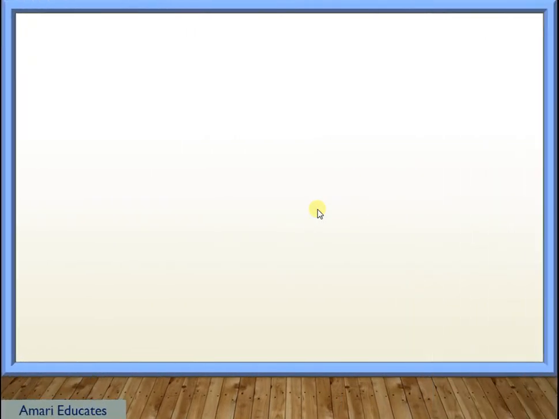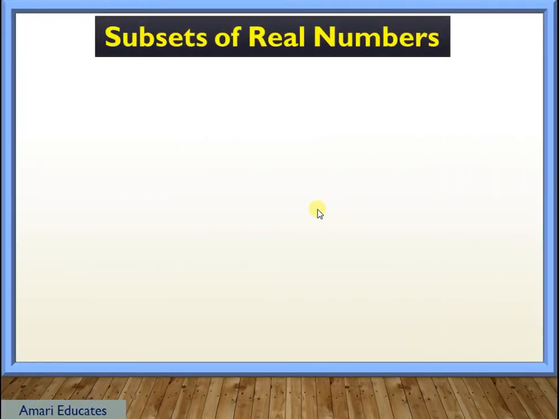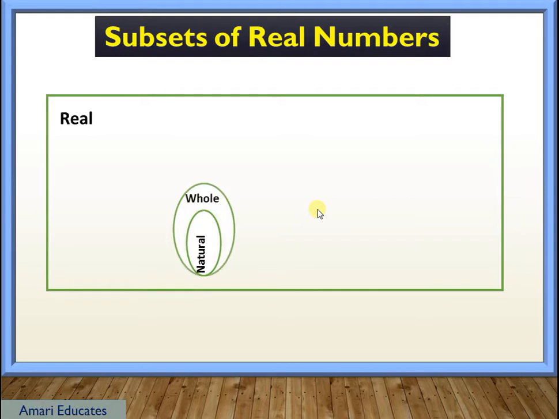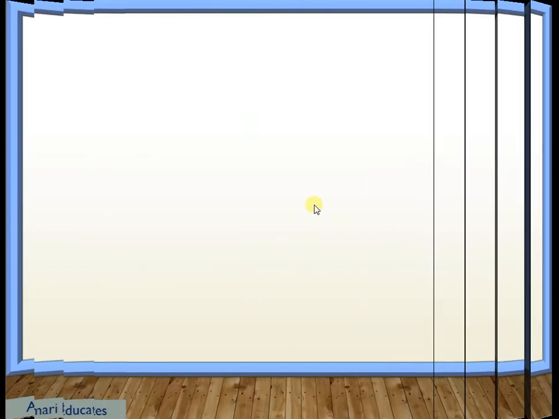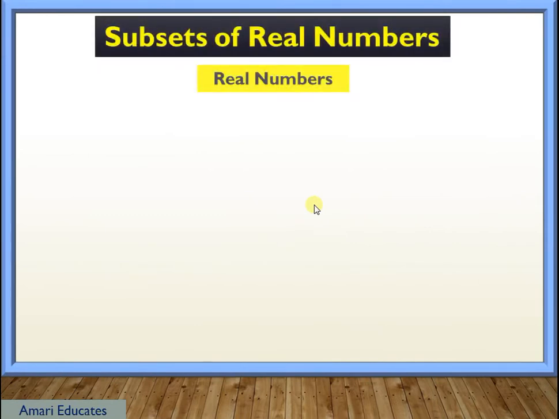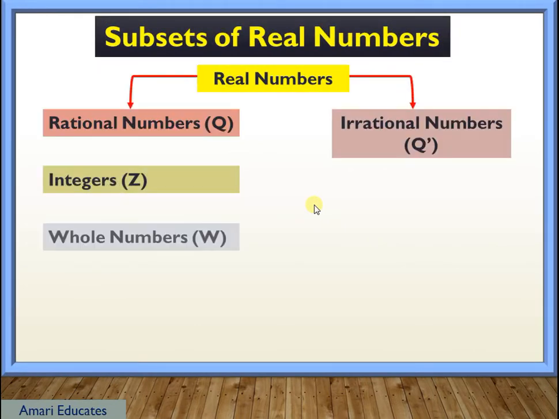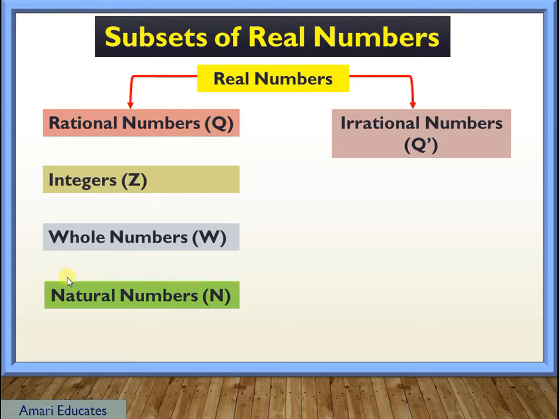Let's get started with the illustration of the real numbers using the Venn diagram. So these are the numbers. We have the natural numbers, the whole numbers, the integers, and the rational. Obviously, those who are not rational are considered irrational. Let's have more illustration of the real numbers. This is how it looks like.